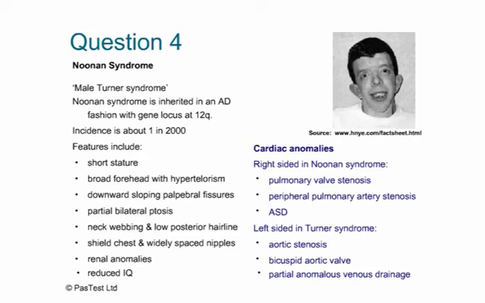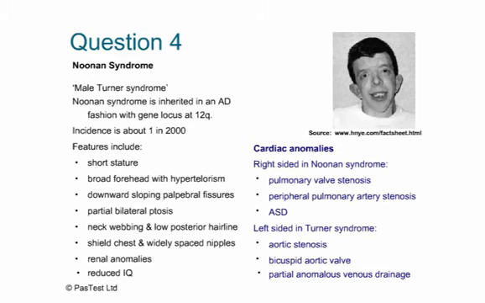The slits of the eyes, the palpebral fissures, are downward sloping. If you notice, the corner of the eye nearest the nose is higher than the corner of the eye nearest the temple. That's downward sloping palpebral fissures. And the eyelids are often quite heavy with bilateral ptosis. People with Noonan syndrome often do have learning difficulties.